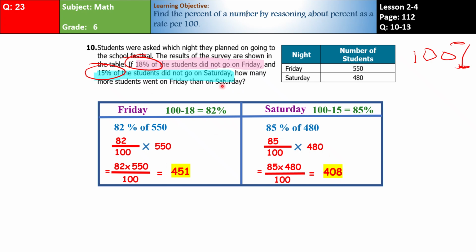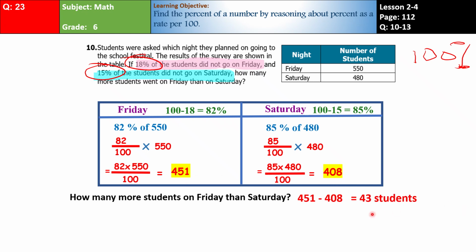Now, how many more? How many more means difference. So, how many more students went on Friday than Saturday? 451 minus 408. Subtract them, you will get 43. So 43 more students went on Friday than Saturday.